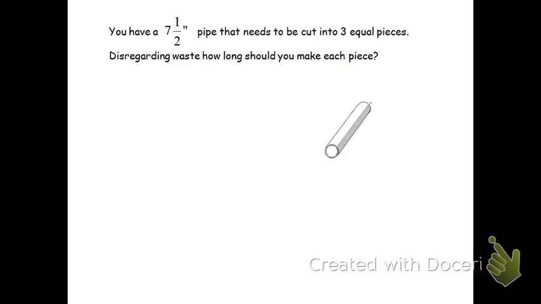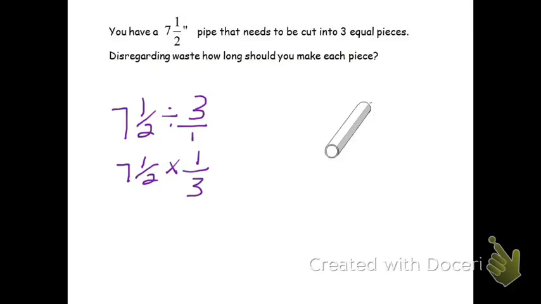Alright, so we've got a 7.5-inch pipe that needs to be cut into 3 equal pieces. How long should we make each piece? So we've got 7.5, and we're dividing that into 3 equal pieces. Okay, so 7.5 times, now 3, the whole number 3 can be written over 1, so when I take its reciprocal, I'm going to write it as 1/3.